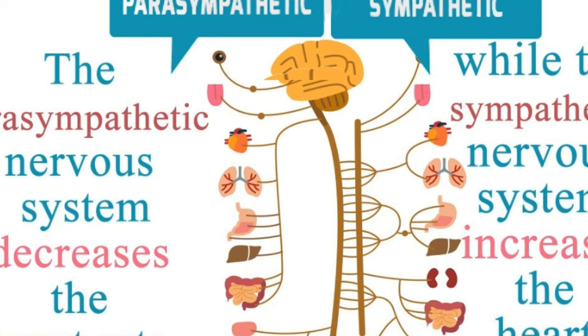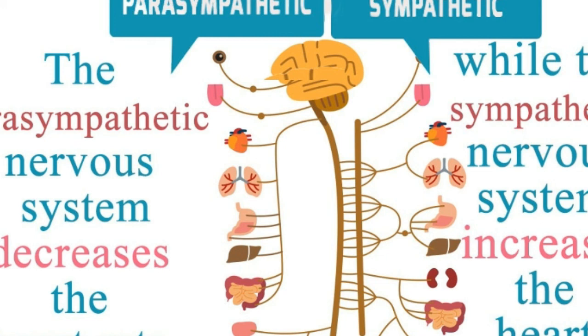Parasympathetic nervous system stimulates gallbladder secretion. Sympathetic nervous system decreases gallbladder secretion. Parasympathetic nervous system contracts the urinary bladder. Sympathetic nervous system relaxes the urinary bladder. Parasympathetic nervous system relaxes the rectum. Sympathetic nervous system contracts the rectum.